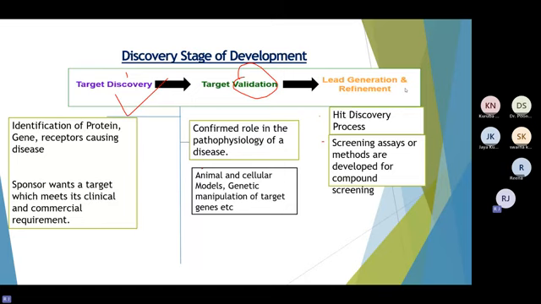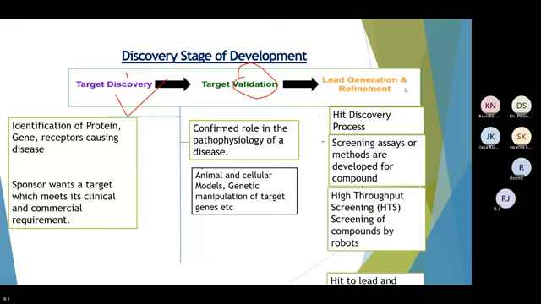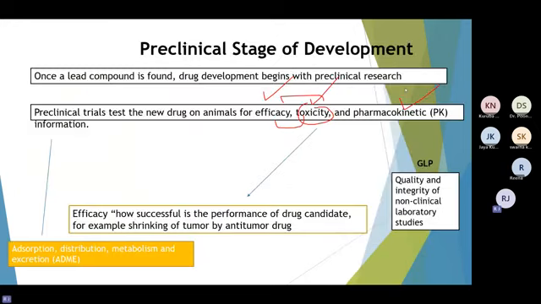After identification of that best molecule, the second stage, which is the preclinical stage of development, starts. What do we do here? We test that best molecule that we have identified in the previous step. We test that particular molecule in animals. Okay. For what purpose? To determine the efficacy, the toxicity, and the pharmacokinetics.